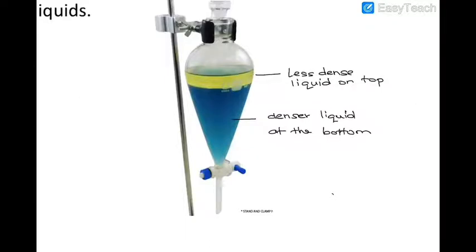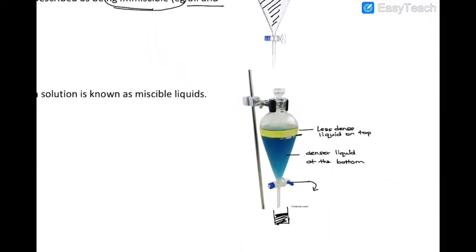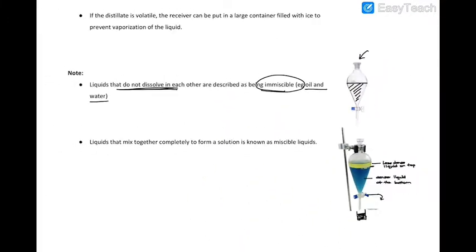Then you can open the tap. As you turn the tap, it allows the denser liquid to flow. You can then collect the liquid in a little beaker. As soon as you see that you are reaching the borderline with the less dense liquid, you just close the tap. So you are able to separate a less dense liquid from a denser liquid. So this is as far as immiscible liquids are concerned. They do not dissolve with each other.